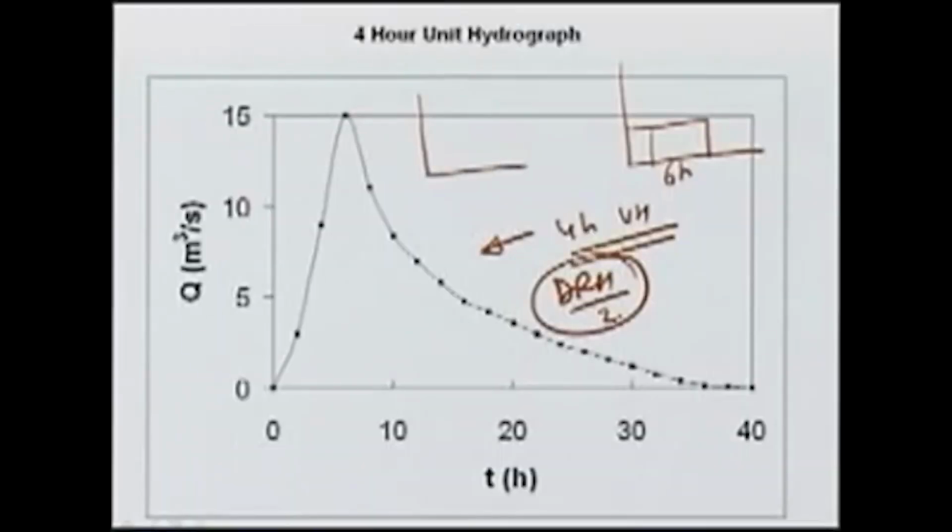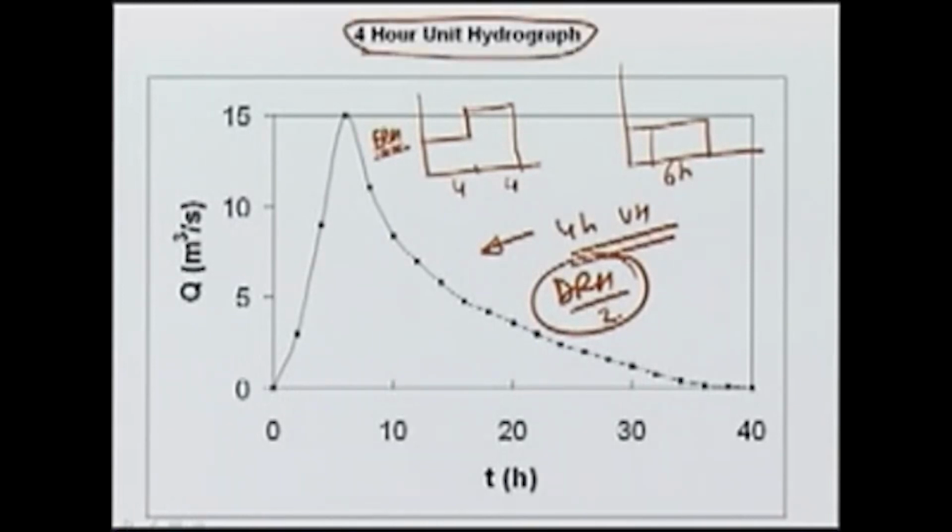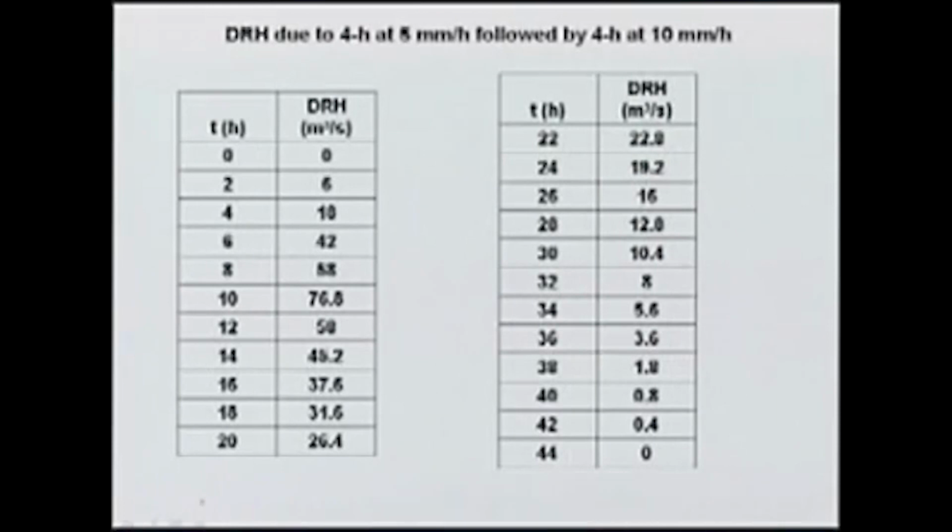Now, sometimes a uniform intensity rainfall may not be available; sometimes the intensity may be varying. For example, we may have an ERH, effective rainfall hydrograph, of, let us say, 2 different 4 hour rains of varying intensity. For example, we may have intensity like this, then we may have intensity like this. So, in this case, how do we obtain the 4 hour UH? This is the case which we will discuss now.